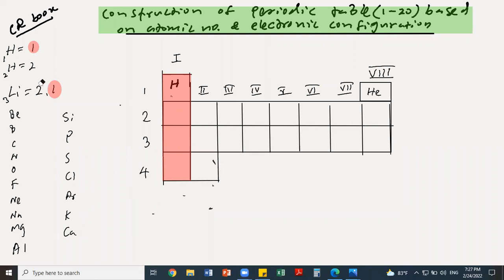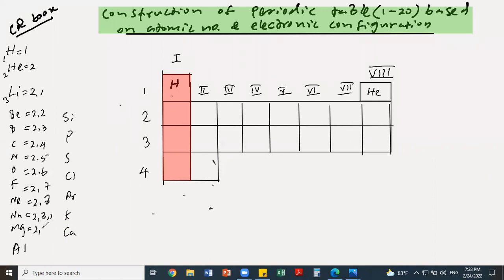Look at the screen, everyone. Now I'll write this configuration again. Hydrogen 1, helium 2, lithium 2, 1, beryllium 2, 2, boron 2, 3, carbon 2, 4, nitrogen 2, 5, oxygen 2, 6, fluorine 2, 7, neon 2, 8, sodium 2, 8, 1, magnesium 2, 8, 2, aluminium 2, 8, 3. So you have this in your table, right?